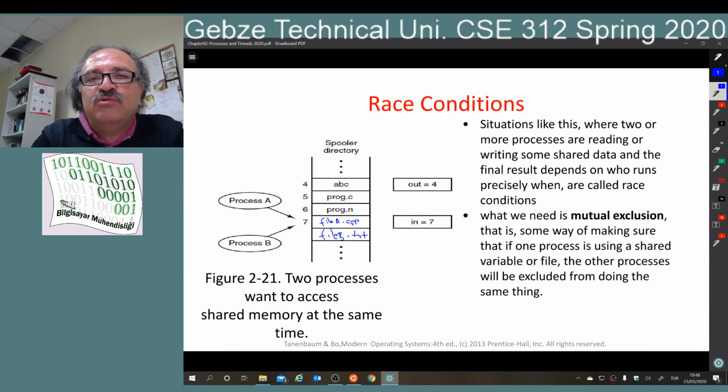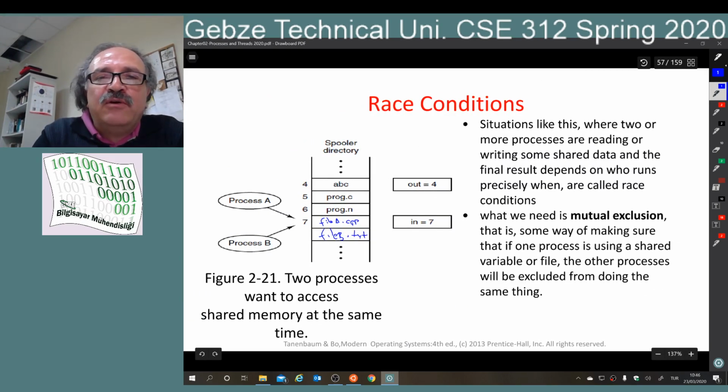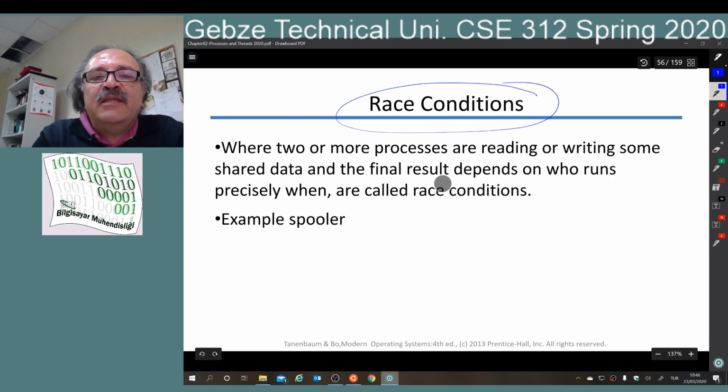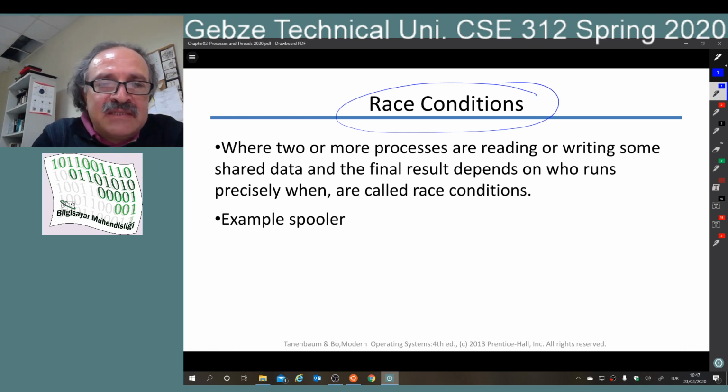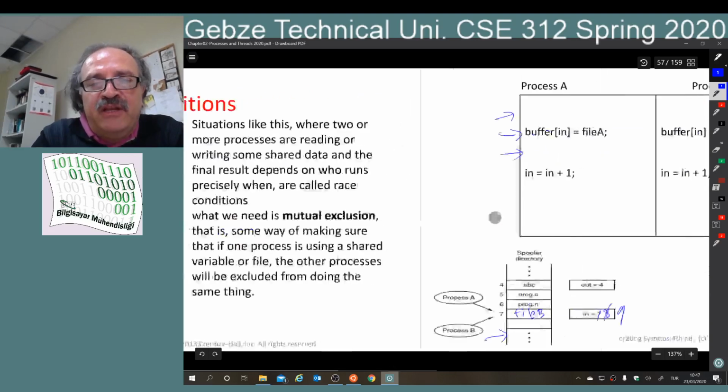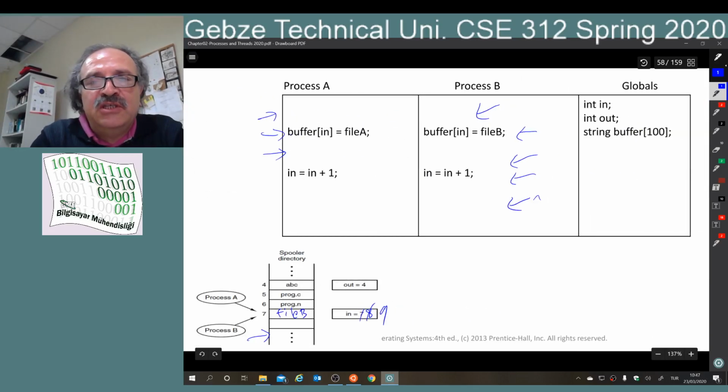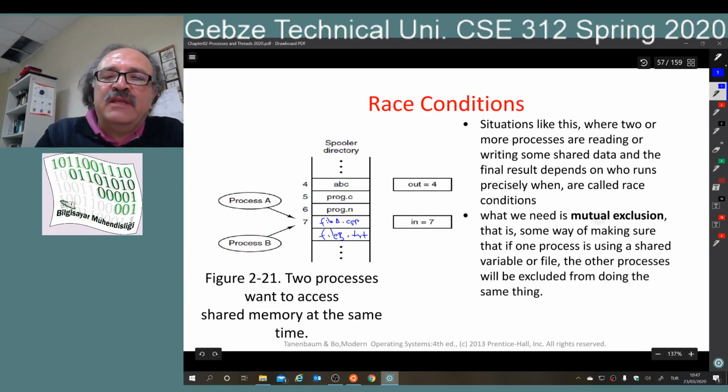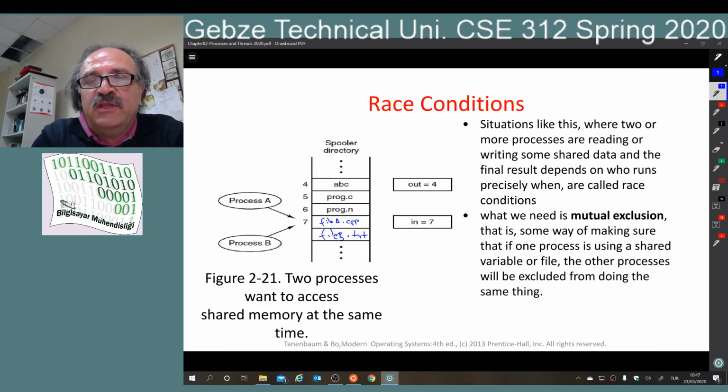We say that this should not happen, because depending on who runs first, or when precisely the interrupt happens, our final output should not change. So we should have a way of preventing this from happening. That's why we need mutual exclusion.